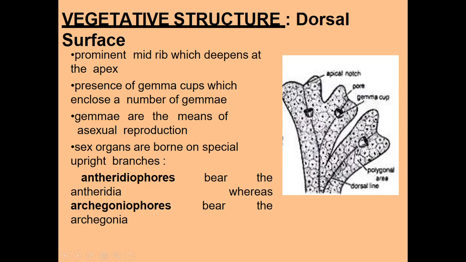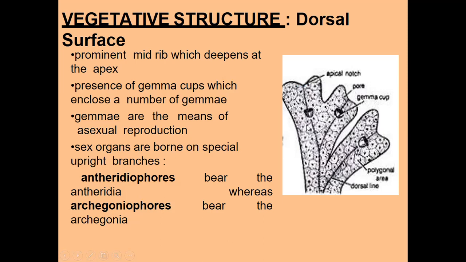In these gemmae cups, we can see the vegetative bodies that we call gemmae. They are like spore-like structures. When they detach from these cups, the gemmae have the capacity to develop into a new thallus. You can observe on the dorsal surface that the thallus is dichotomously branched. That means the thallus is divided into two. So we call it a dichotomously branched thallus.